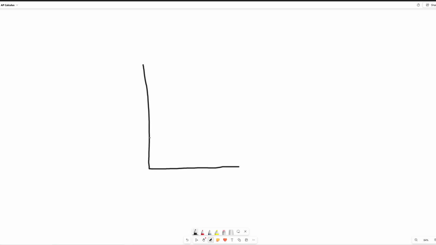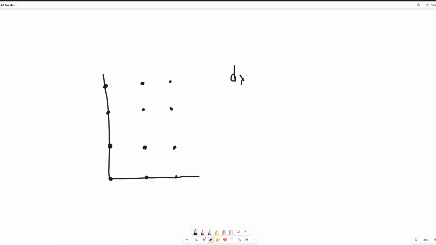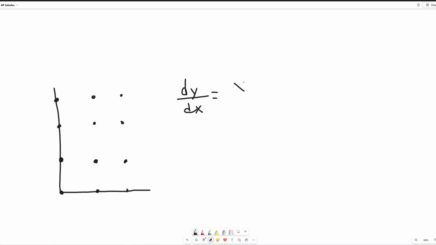So, a pretty commonly asked question on an FRQ is you are given a graph, and then you are given points like 0, 1, 0, 2, 0, 3, 1, 0, 1, 1, 1, 2, 1, 3, and then 2, 0, 2, 1, 2, 2, 2, 3. You're given like 12 points like this, and it will give you an equation: dy over dx equals x squared plus 1 over y plus 1.